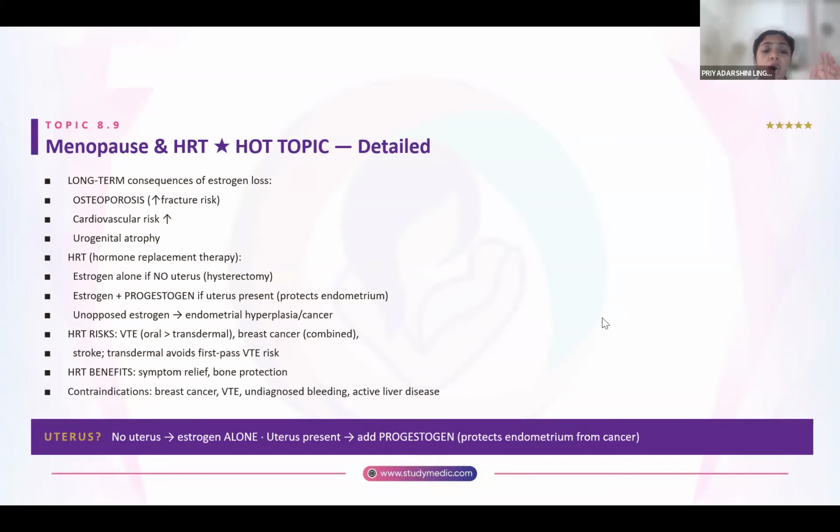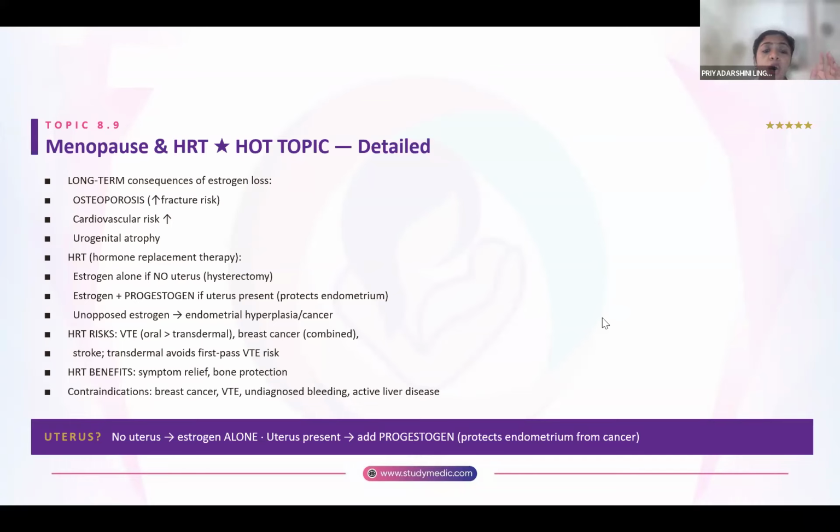Now, what are the key benefits of hormone replacement therapy? The key benefits are the symptom relief. Whichever symptoms she is presenting with, HRT is going to act against that. And bone protection is also seen in these women with HRT. Now, what are the main key contraindications to hormone replacement therapy? One is breast cancer. Any woman who's got active breast cancer or a past history of CA breast, you're not going to give them hormone replacement therapy.